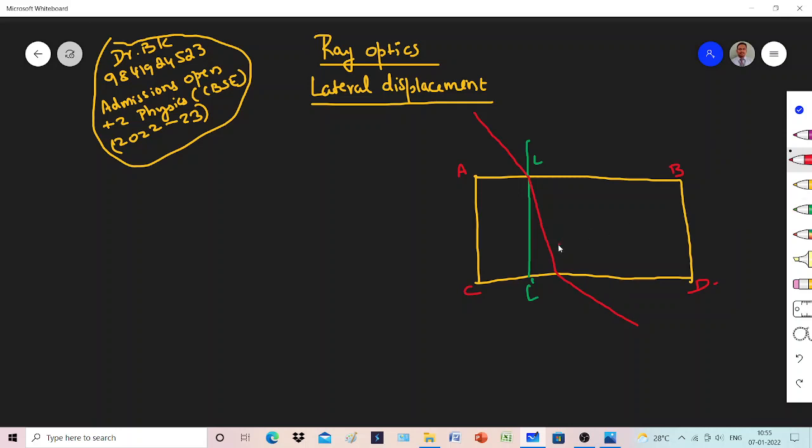This is the normal here. This is the normal, and so this is the incident ray. After refraction, it is going like this. So it moves from this rarer medium to denser medium. The ray moves towards the normal, and then if it moves from denser to rarer medium, again it moves away from the normal.